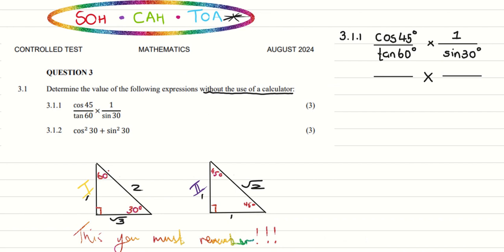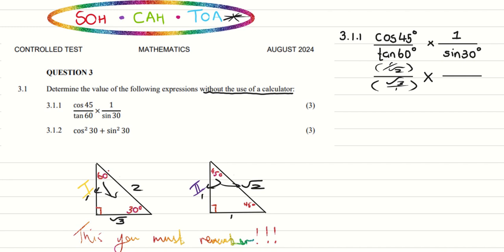So 3.1.1, we need to solve cosine 45 over tan 60 multiplied by 1 over sine 30. So let's start off. Cosine of 45 would be in triangle number 2 in purple, and cosine goes with adjacent and hypotenuse. So adjacent is 1, hypotenuse is root 2. So this is replaced by 1 over the square root of 2. The next one is the tangent of 60. 60 is in triangle 1, the yellow one, and tan is opposite over adjacent, which would be square root of 3 over 1.